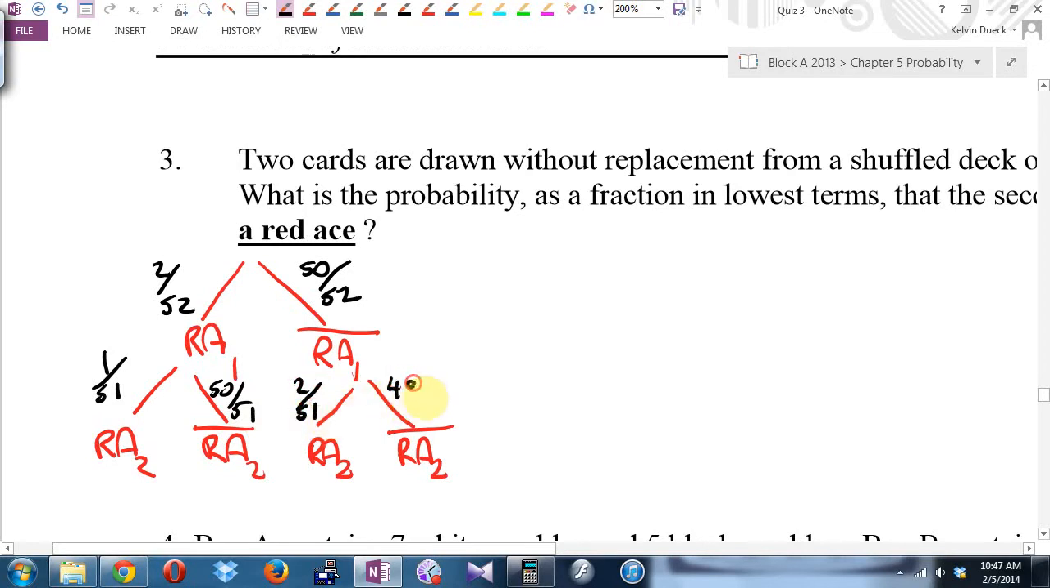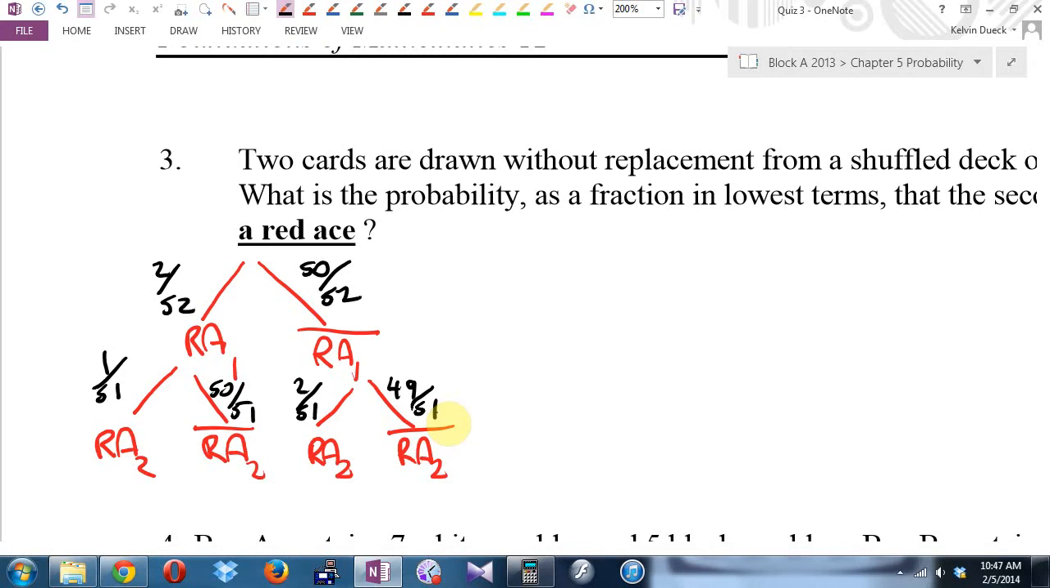And 49 out of 51. Double check: adds to 1, adds to 1, adds to 1. My built-in error check is there. Now, Rachel, joy of my heart, what's this question wanting me to find? Can you read me the second sentence? What is the probability what? As a fraction in lowest terms.